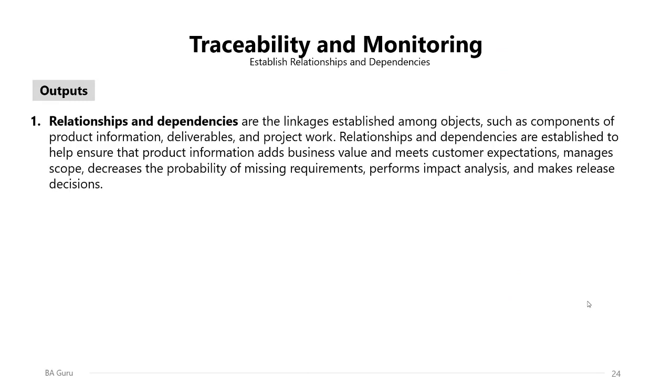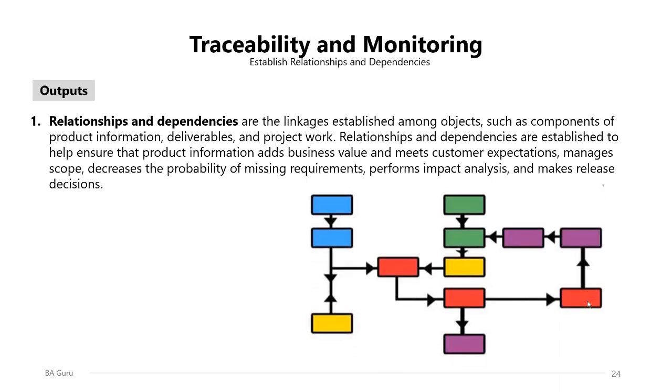Now, what are the outputs of this process? We will have one key output, which will be the relationships and dependencies. They are the linkages established among objects such as components of product information, deliverables, and project work. Relationships and dependencies are established to help ensure that product information adds business value and meets customer expectations, manages scope, decreases the probability of missing requirements, performs impact analysis, and makes release decisions.